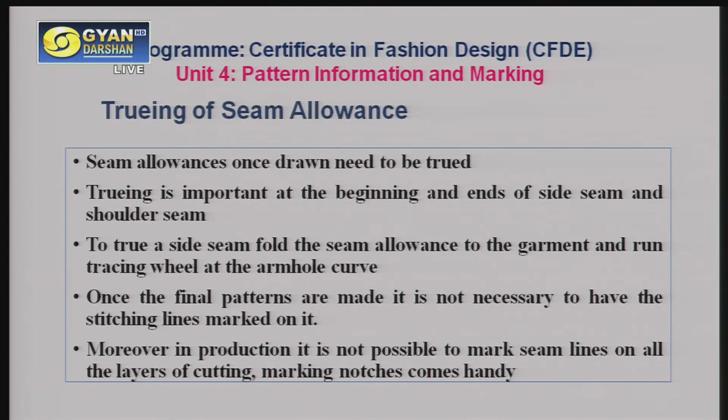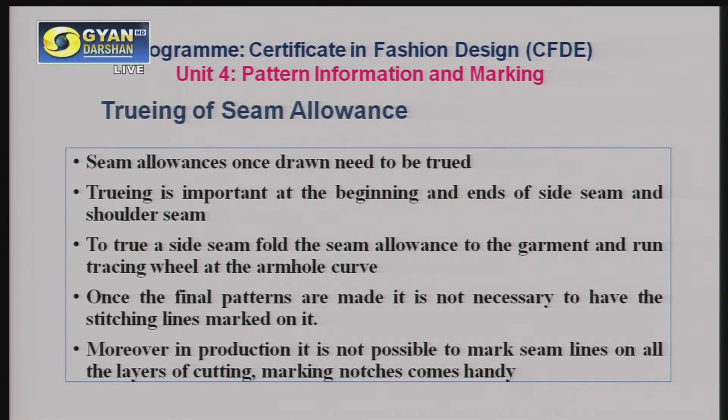Then, truing of the seam allowance. The next important topic is truing of seam allowance. Seam allowance, once drawn, needs to be trued, which means the margin or allowance we have given needs to be improvised. Truing is important at the beginning and end of the side seam and the shoulder seam. To true a side seam, fold the seam allowance to the garment and run a tracing wheel at the armhole curve.